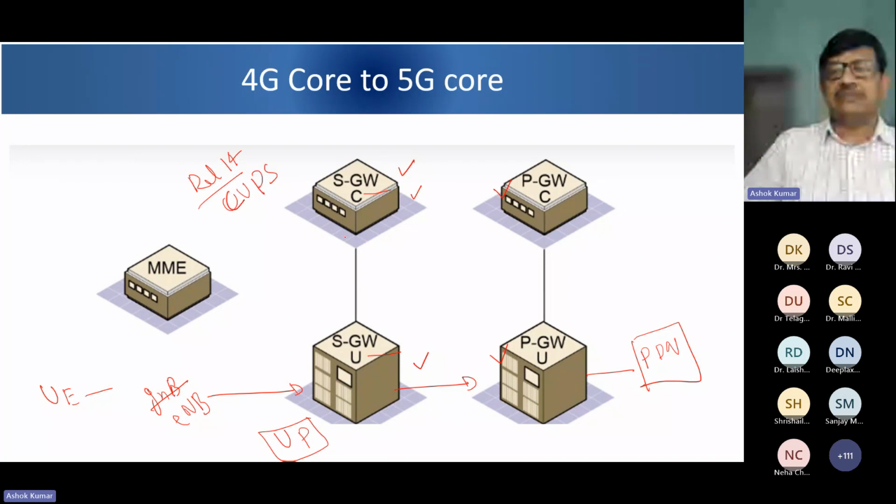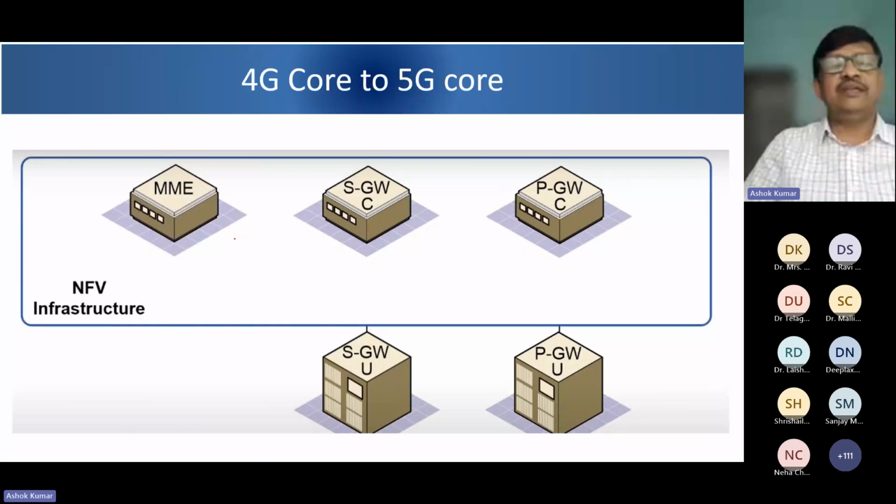And then how you can deploy it is you can create an NFV infrastructure, network function virtualization infrastructure. On top of NFV, you can deploy these elements as a VNF, virtual network function, which is some sort of app. So MME, the control plane part of SGW and the control plane part of PGW. So what we have done here is all the control plane of 4G, we are able to deploy on a centralized location on an NFV infrastructure.